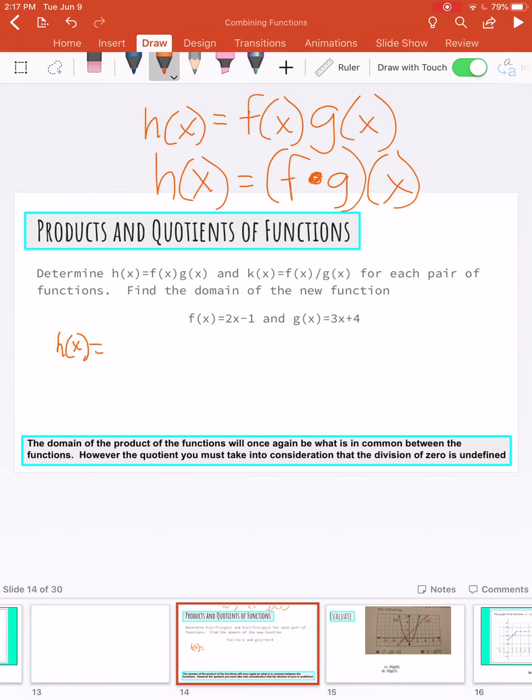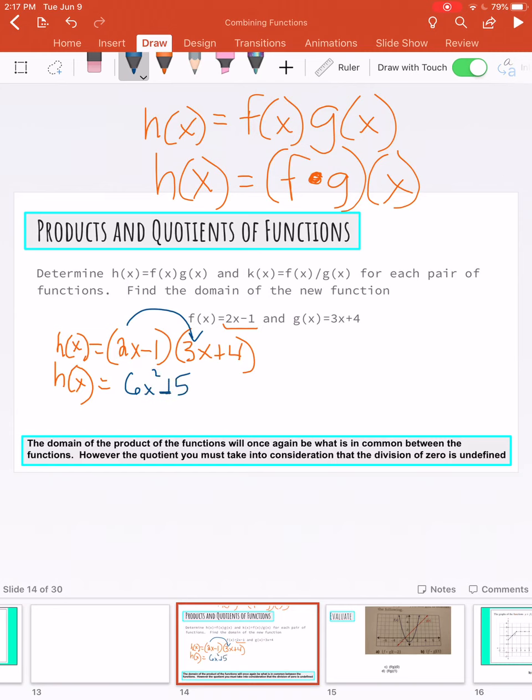Okay, so let's start off by multiplying these two functions. So we have f of x, which is 2x minus 1, times g of x, which is 3x plus 4. Again, make sure you have the notations. You should have that h of x. You should have the equal sign in each and every single step. You don't just make the equal sign disappear. So you can distribute, use the FOIL method, whatever you feel more comfortable with. I'm going to end up with 6x squared plus 5x minus 4, though, after I FOIL this all out.